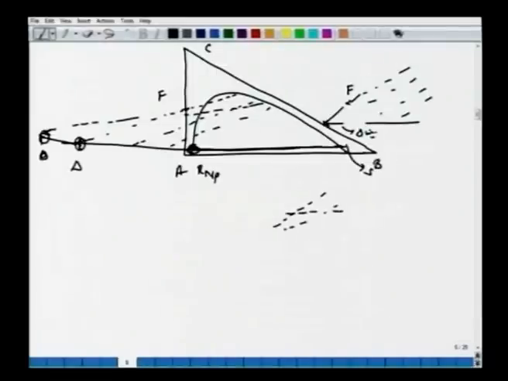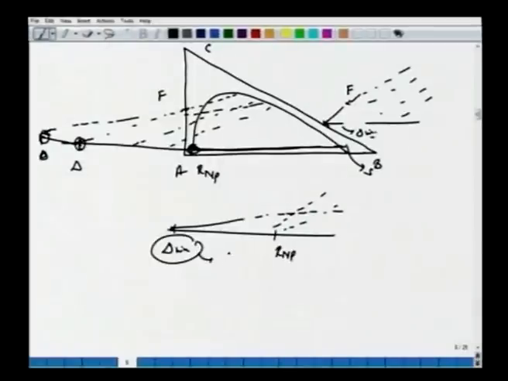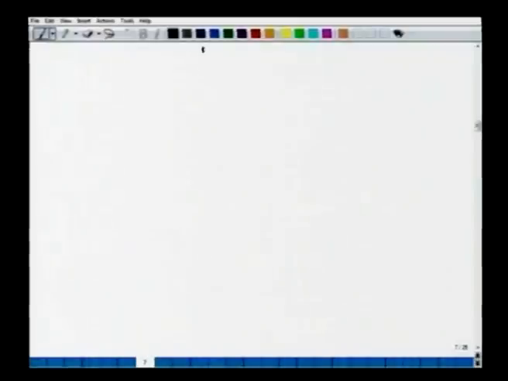Some of the tie lines may be like this, which can be extended to give us del min farthest away from this R and P. All right. So based on this, then we should calculate S min. All right. So this is also very similar to what we had in case of distillation.